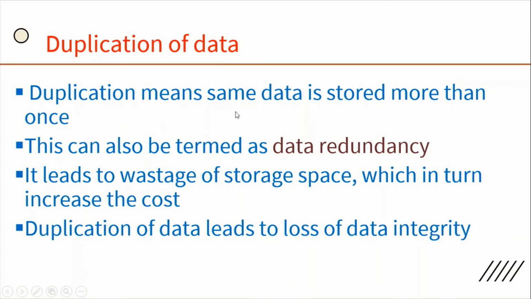Same data, student name, other number, class, parent name. So some data is the same for all the files. This can also be termed as data redundancy. In database language, what do we call it? Redundancy. Redundancy means duplication. Same data is stored in multiple places.